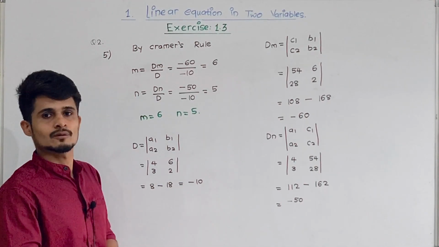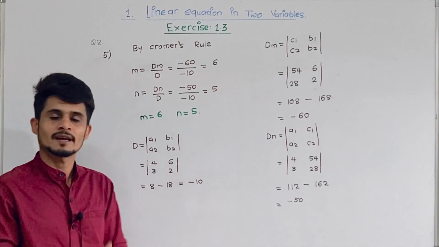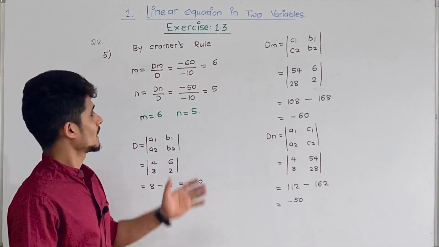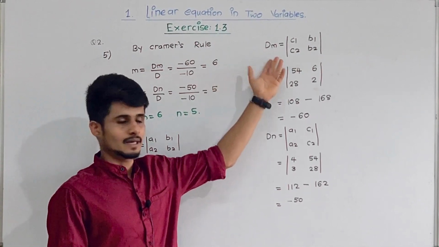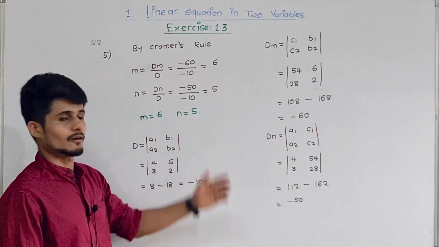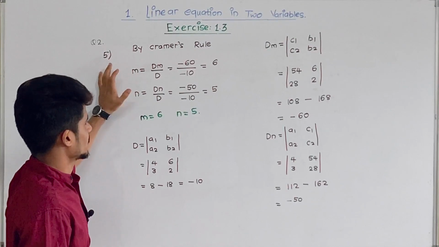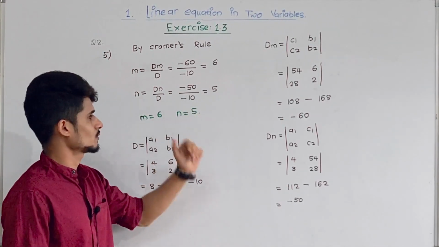So you just have to compare the equation with the general equation and find the value of a1, b1, c1, a2, b2, c2 and then find the value of determinant, determinant of m and determinant of n. And after that, by the Cramer's rule, find the value of m and n. So the value of m is 6 and the value of n is 5.